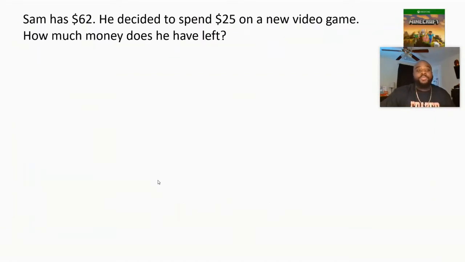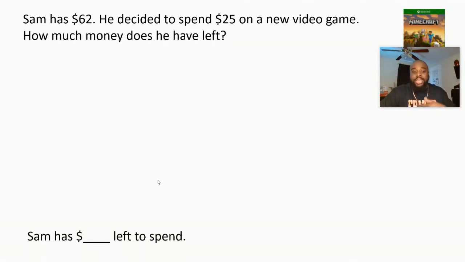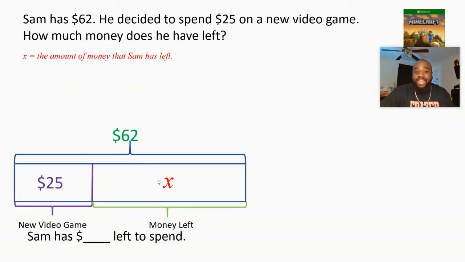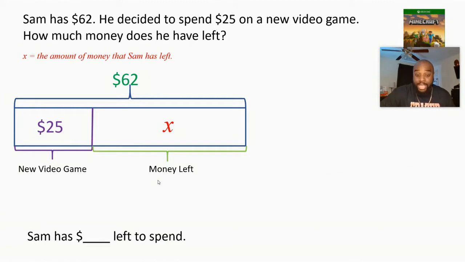Here we go. Remember this problem where Sam was buying a video game? He had $62 and he spent $25 on a new video game. Yep, and remember we came up with our variable where we identified the x to be the amount of money that Sam had left. And here's our tape diagram that we came up with. And now what I want to know is how could we write an equation for this problem?